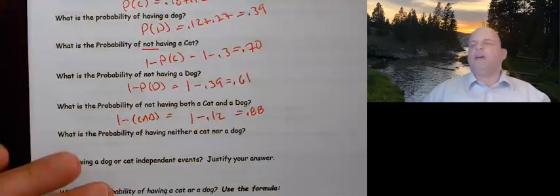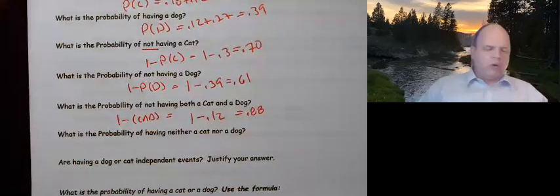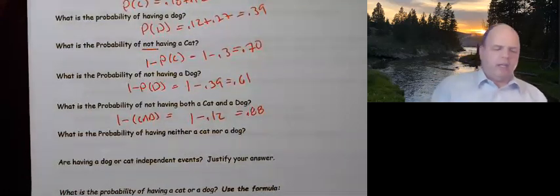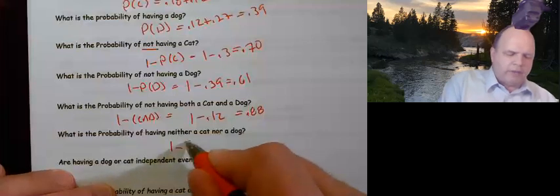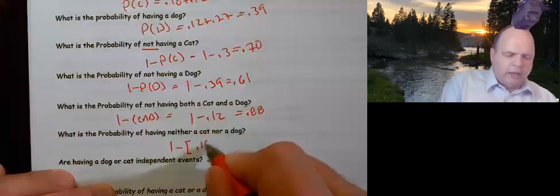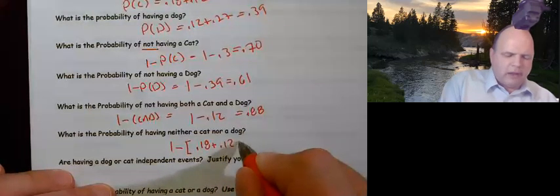What is the probability of having neither a cat nor a dog? So now I'm subtracting out the probability I have any animal. I have no pet, or at least I don't have a cat or dog. I may have a lizard or something else, or one of those very friendly fish that you like to pet.